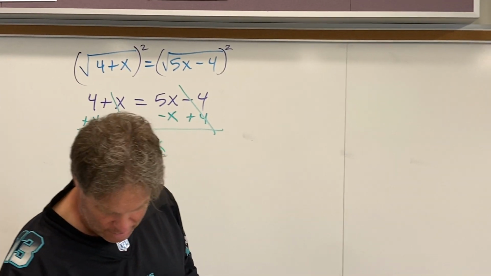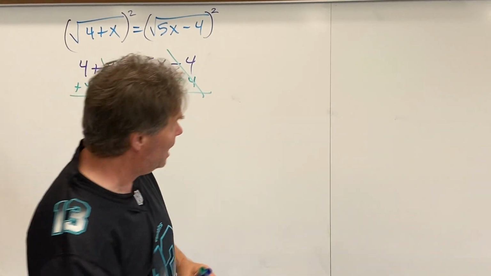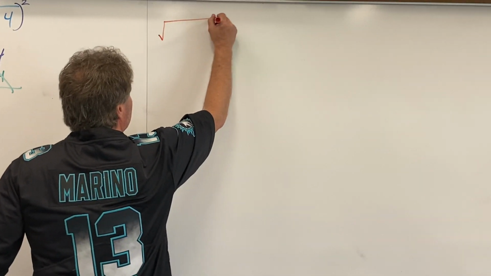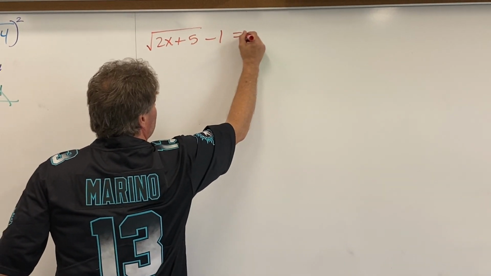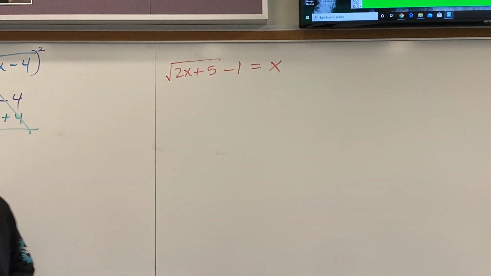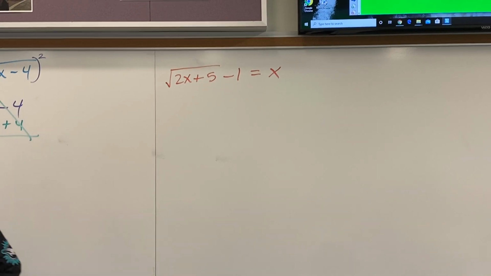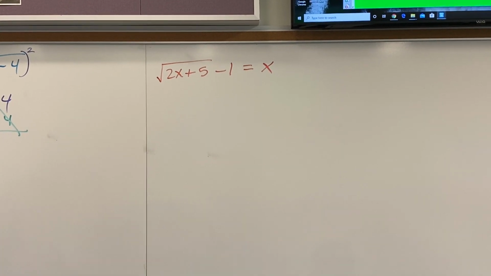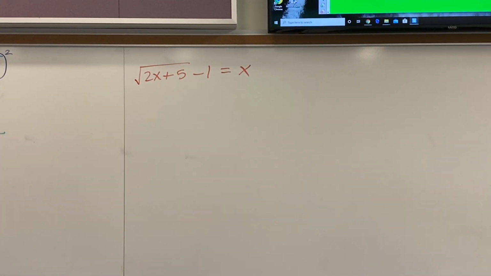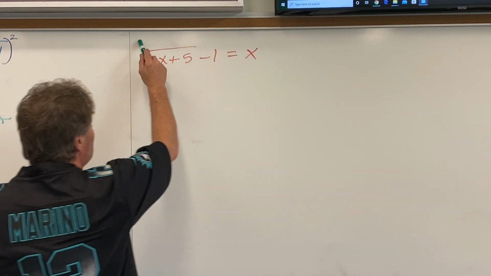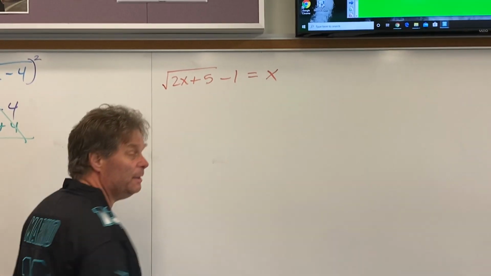Okay? Hang in there. Root 2x plus 5 minus 1 equals x. This is probably the hardest one we're going to do. Right here. Okay? Hardest one we're going to do. Here's what you do not want to do. You do not want to square this guy. I hope you're getting that idea.